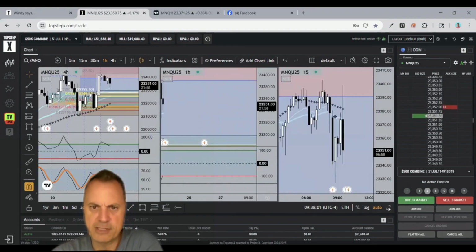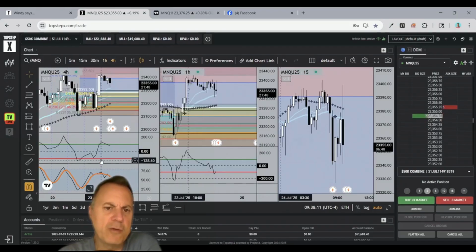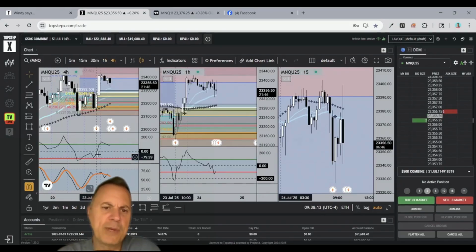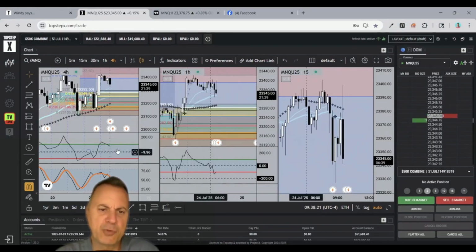Let's look at the full charts here. We've got the 4-hour chart here. 4-hour chart, momentum is good, right? Momentum is up. It broke above positive 100 and is now pulling back into that blue shaded area there, staying above the 0 line. Okay.